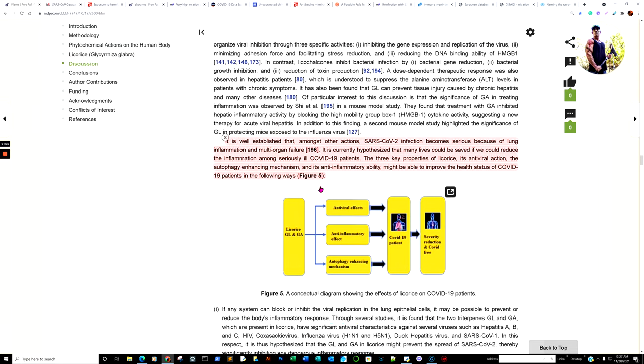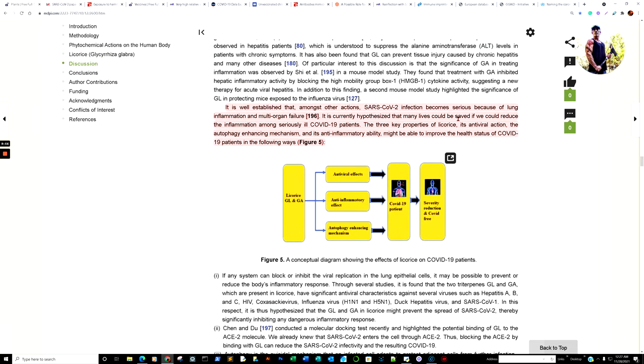It is well established that among other actions, SARS-CoV-2 infection becomes serious because of lung inflammation and multi-organ failure. It is currently hypothesized that many lives could be saved if we could reduce the inflammation among the seriously ill COVID-19 patients. The three key properties of licorice are its antiviral action, right there, the autophagy enhancing mechanism, which we talked about, which I wasn't even aware of until I read this research article, and its anti-inflammatory ability. It might be able to improve the health status of COVID-19 patients in the following ways. And the following ways are as follows.